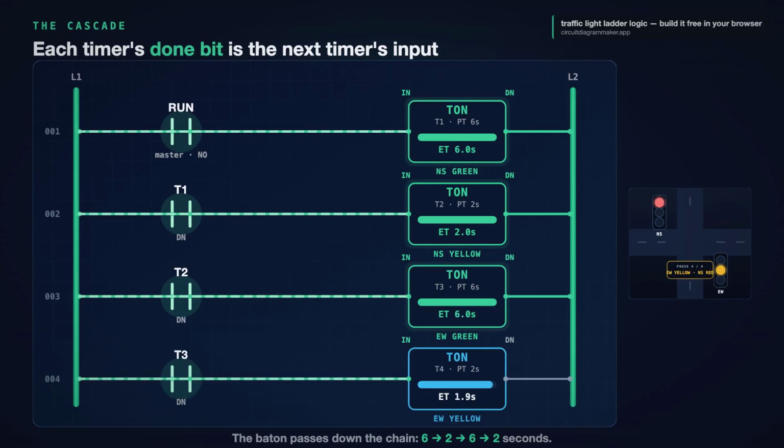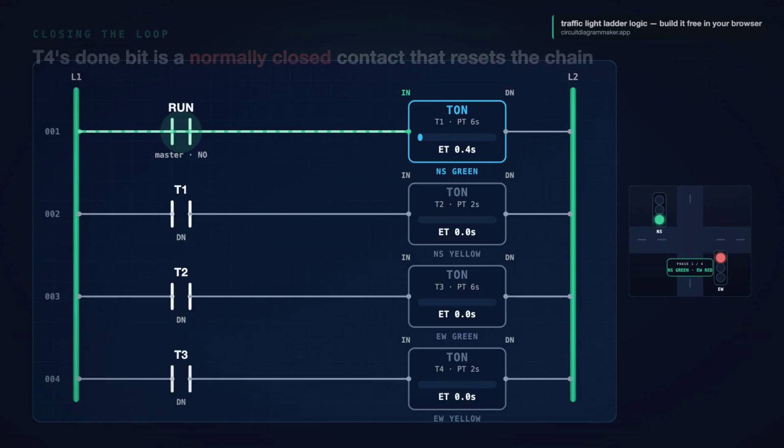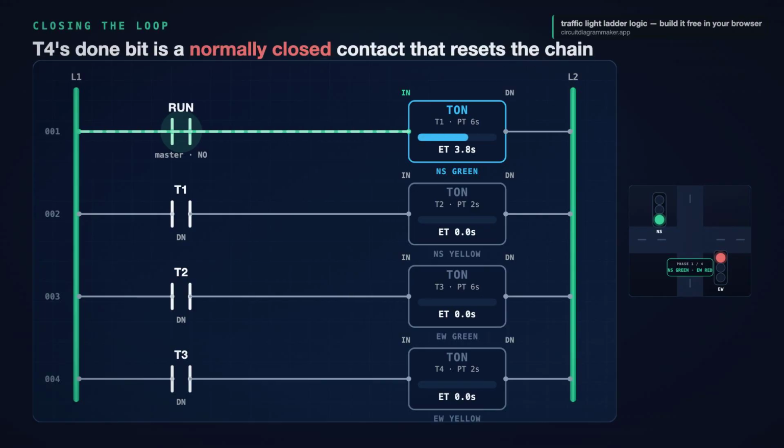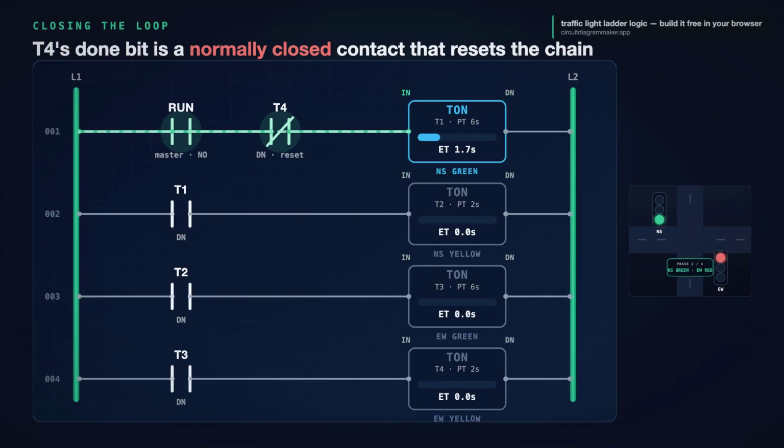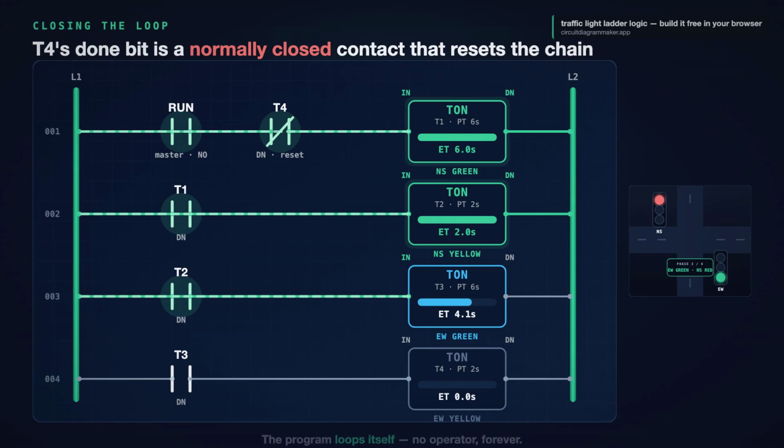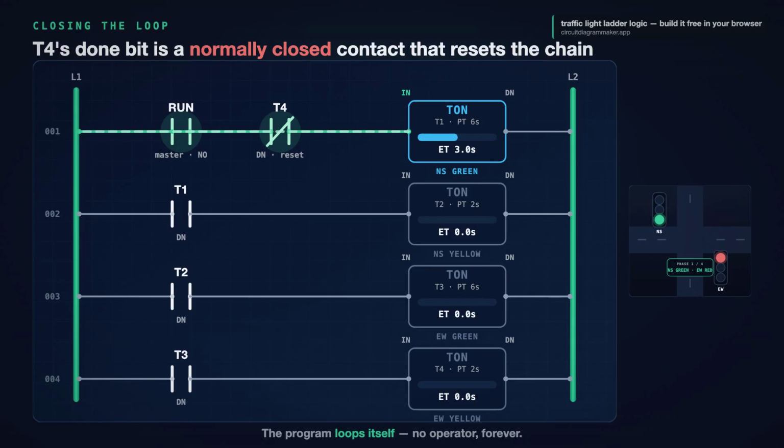But a traffic light never stops. So how do we get back to the top? With one more trick, we take T4's done bit, the very last one in the chain, and wire it as a normally closed contact in series, right in front of T1's input. Now follow it. T4 finishes, its done bit fires. That normally closed contact snaps open, and it cuts T1's input. The instant T1's input drops, T1 resets to 0. Its done bit falls, which drops T2, which drops T3, which drops T4.